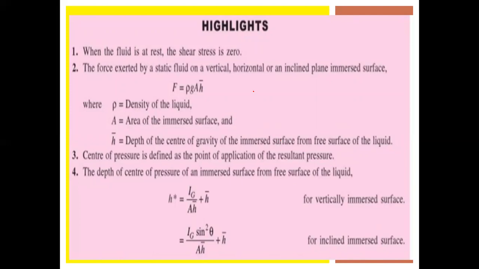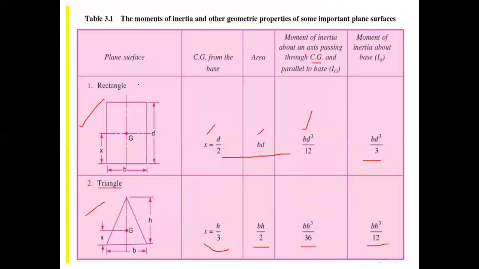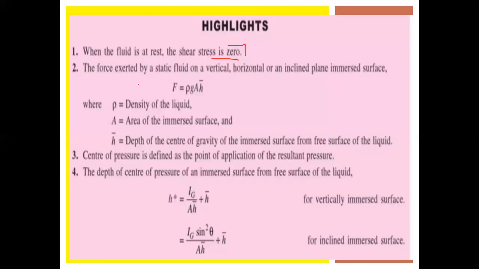When the fluid is at rest, the shear stress is zero. It means that when a fluid in a container is not flowing and remains still without even very small motion, then we can say the shear stress is zero. Next, the force exerted by a static fluid on vertical, horizontal, and inclined planes immersed in fluid. These are the planes we discussed earlier: rectangular, triangular, circular, and trapezium planes.